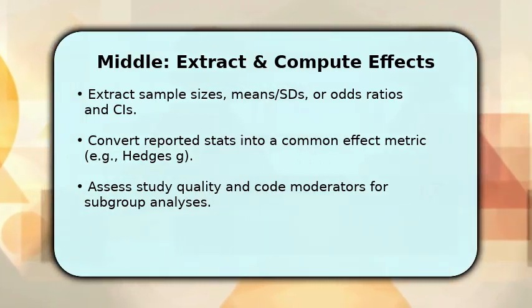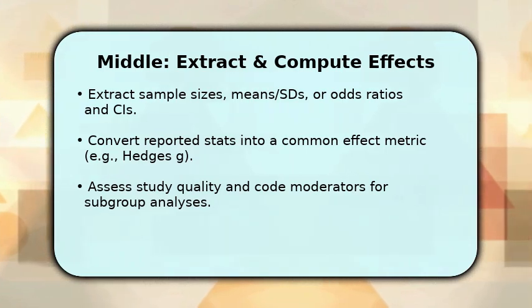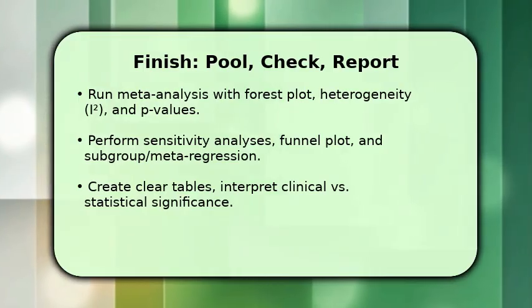You pool effects and examine heterogeneity. Report I2, Tau2, and the pooled estimate with CI so readers understand precision.